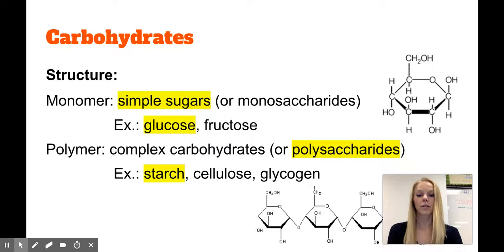The monomer of a carbohydrate is a simple sugar, also called a monosaccharide. Some examples of simple sugars are glucose and fructose. You can identify a sugar by the -ose suffix, or the ose that's on the end of the word. The polymer of carbohydrate is a complex molecule called a polysaccharide. Examples of polysaccharides include starch, cellulose, and glycogen.